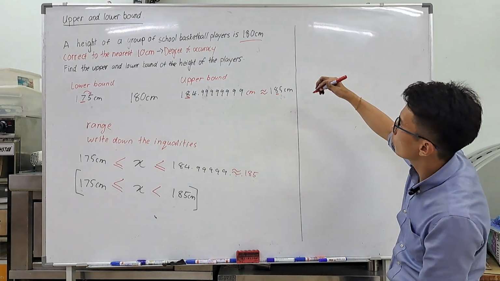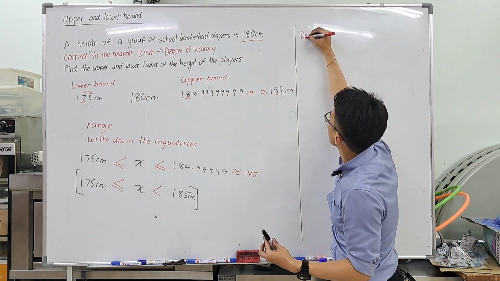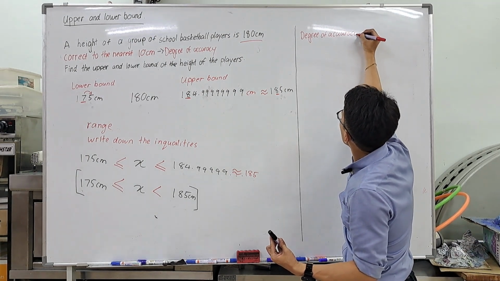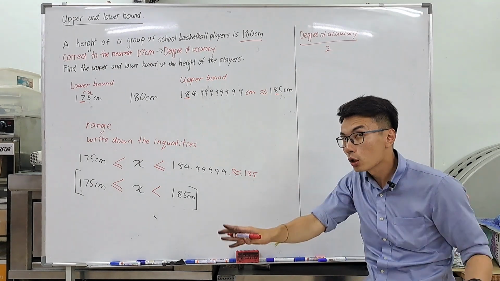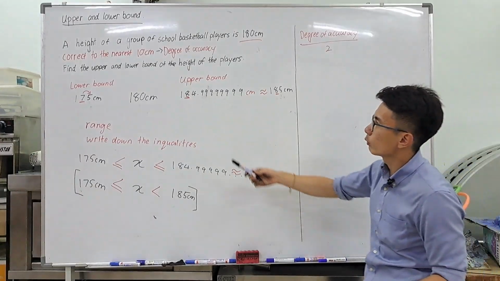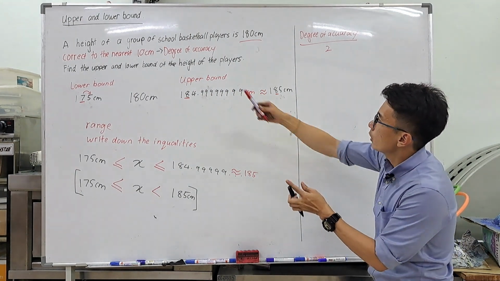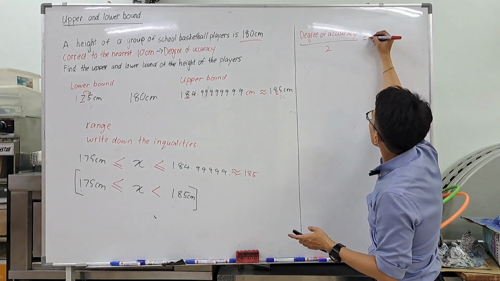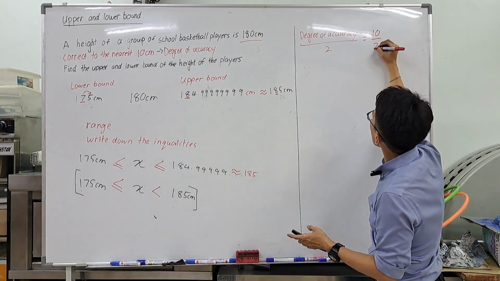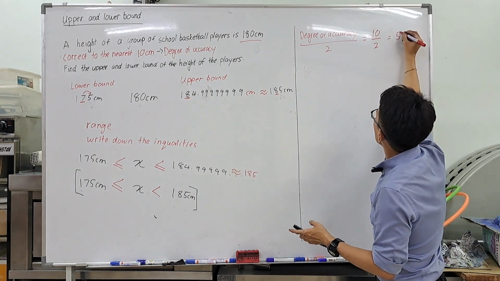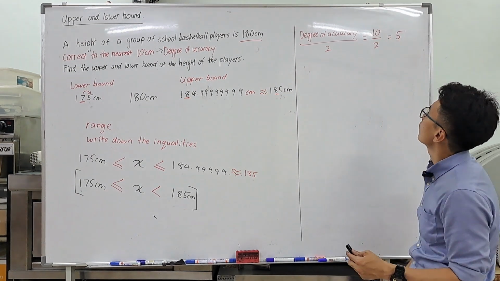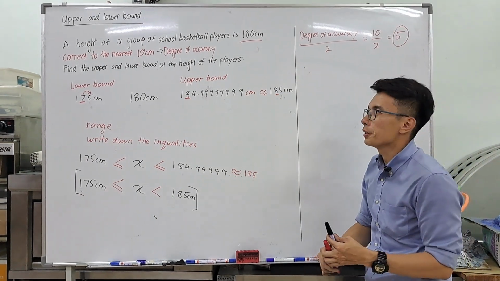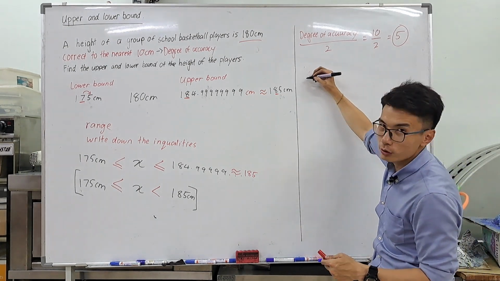So what you need to do is take the degree of accuracy here and just divide it by 2, that's all. So when you divide it by 2, what do you get? Let's just say my degree of accuracy here is 10. My degree of accuracy is 10, and 10 divided by 2 gives me 5. So what do I do with this value over here?